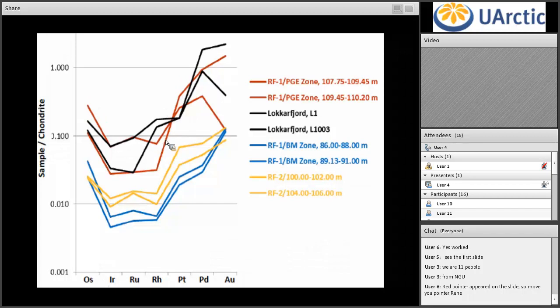If we analyze the distribution of the entire platinum group elements, shown here on the bottom axis from osmium to gold, over iridium, ruthenium, rhodium, platinum, and palladium, and then we normalize it to chondrite, we get a pattern like you're seeing right here. We're having this characteristic and quite rare trough shape where we have an osmium peak. Then we have an iridium ruthenium trough, then rhodium picks up a bit, and then we have the highest peaks on platinum, palladium, and gold.